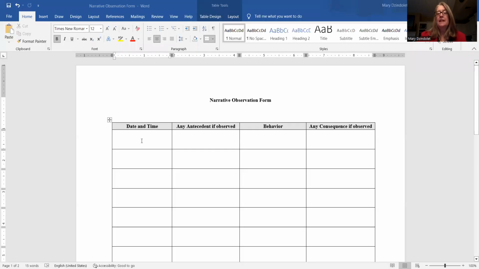Oh, before I let you go, I do want to just very quickly have you take a look at the narrative observation form. So here's where you put the date and the time, the antecedents. These are your thoughts and your feelings and where you are and what's going on before you did the behavior, your actual behavior, and then your thoughts and feelings and where you are and what's going on around you right after you perform the behavior. So that's what the narrative observation form looks like.